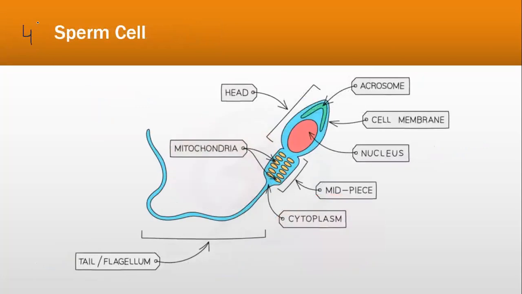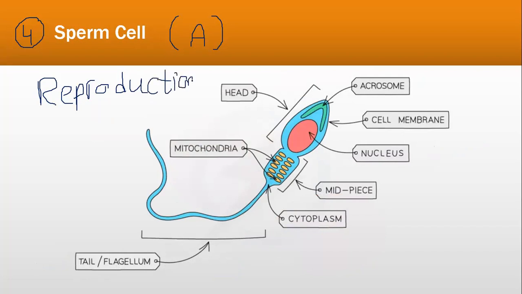The fourth type of specialized cell is a sperm cell, and let me tell you, this is also a kind of an animal cell. Sperm cell का काम mainly कहाँ पे आएगा? In the chapter of reproduction. Reproduction में हम पढ़ेंगे that the sperm cell is basically the male gamete. ये क्या है? The male gamete.